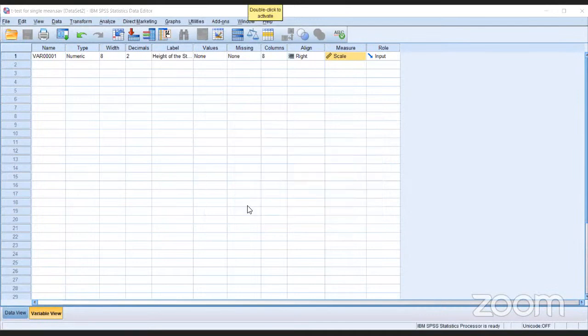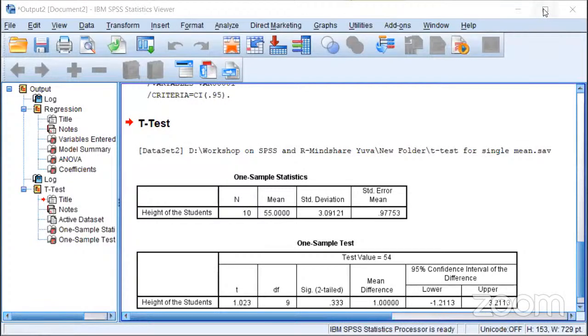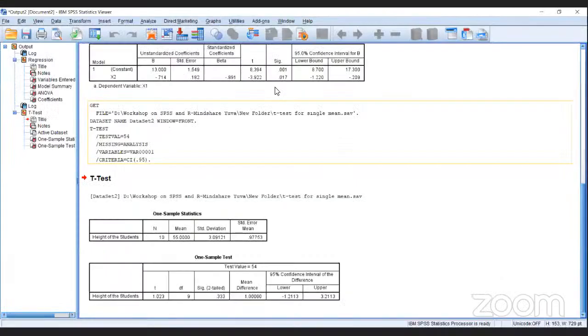Okay, so we are clicking. Are you able to see the output window? No, sir. I'm opening it. Okay, now. Okay, sir. Now.